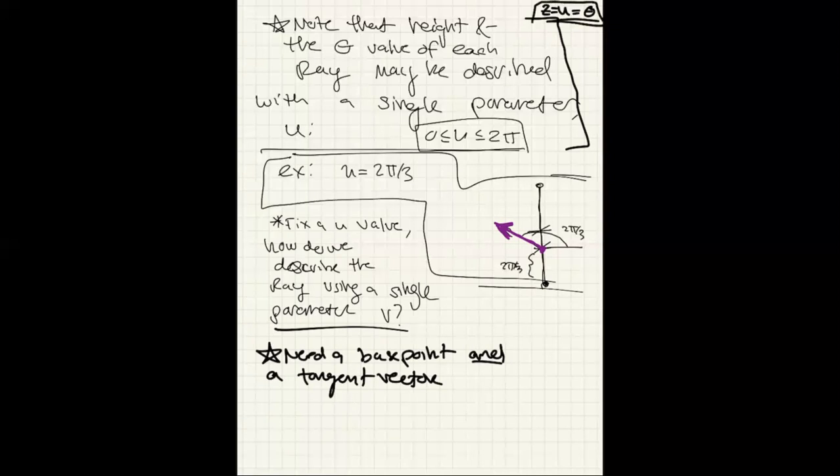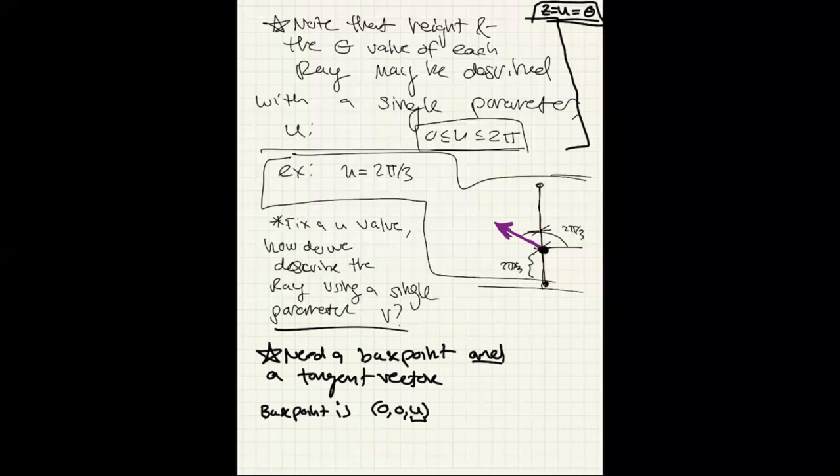So when I'm trying to describe this ray, I'm looking at my base point, and a good base point to start at is 0, 0, u. Remember, we're thinking about u as fixed. We're pretending u is fixed. If you really want to stick to something, pick u equals 2 pi thirds, and that would be your z coordinate. That's how high up you are. So that's one piece of the parameterization for the ray.